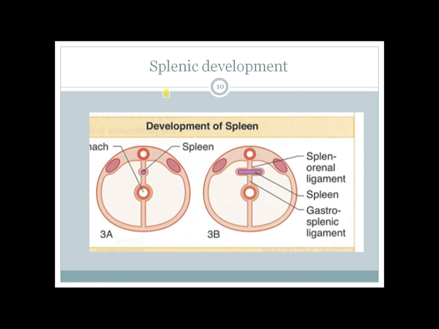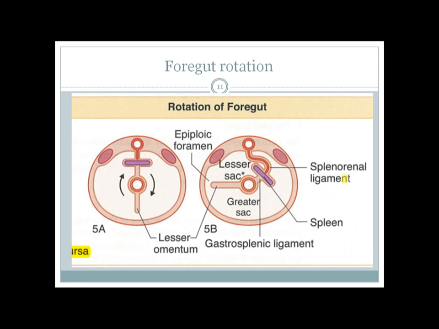Here you can see the development of the spleen. So remember that the spleen is not a derivative of the gut, it's a mesenchymal derivative, but still it develops in the dorsal embryonic mesentery. Here you can see the spleen is connected with the stomach, a division of the foregut, by something called the gastrosplenic ligament, and it's connected with the kidney by something called the splenorenal ligament.